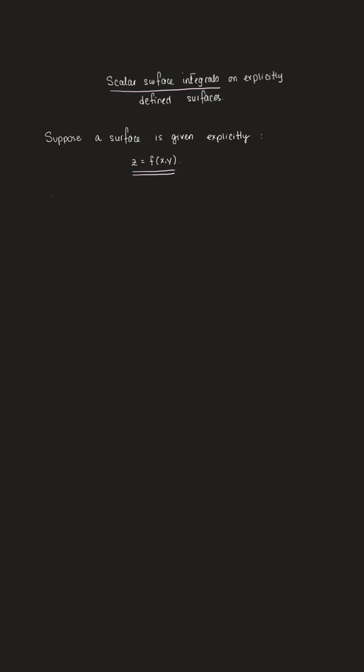We can write a vector function where x and y remain our parameters, and our first component can just be x. Our second component can be y, and here you can see that we can define z as a function of x and y, so our third component is just whatever that surface is in terms of x and y if it's been given to us explicitly. Okay, so remember that if we want to calculate scalar surface integrals, we need the following.